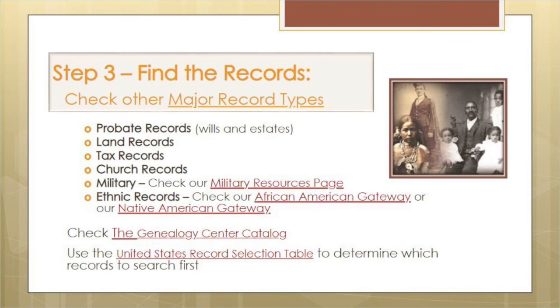After searching for census and vital records, the next step in finding the records is to look at the other major record types. These include probate, land, tax, military, and ethnic records. Search the Genealogy Center catalog by entering the name of the record, such as land, and then the name of the location. Try separate searches for the city, the county, and the state.